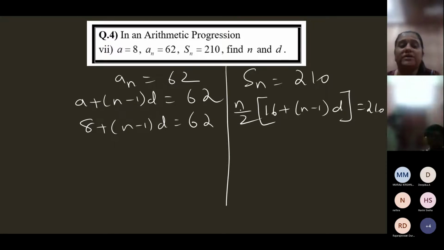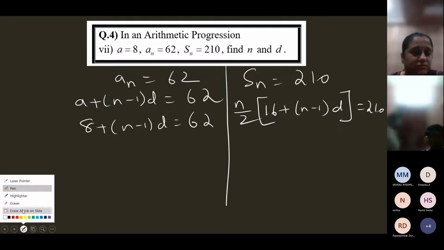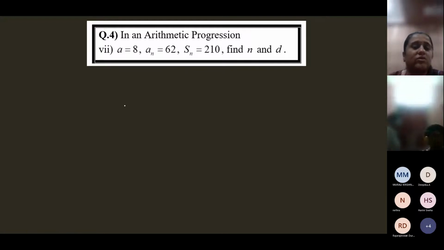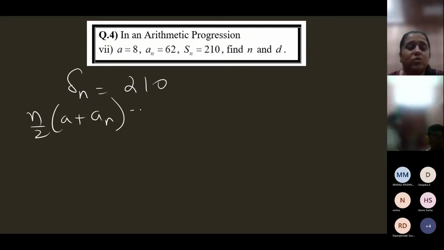One more thing, you can also work it like this. Sn is equal to 210 if you use this formula: Sn is n by 2 of the first term plus the last term. I think this will be easier for you because you know an. The calculation there will be a little more with the other one. This one will be easier because you know a and an.